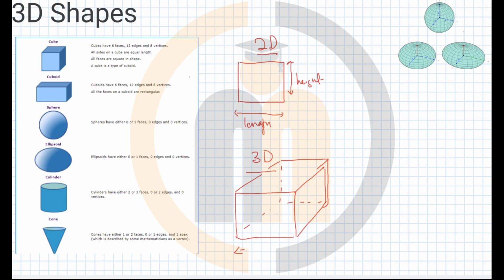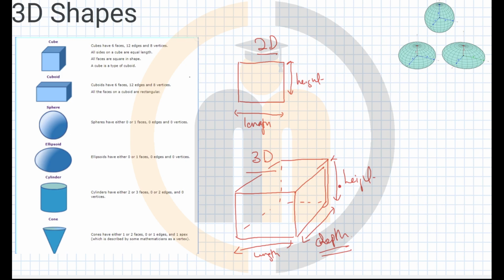Okay, so again we have the length, here we have the height, but the third dimension we have is depth, or it can be called width. Alright, so there are a few different types of 3D shapes. Most of you should know what cubes and cuboids are.